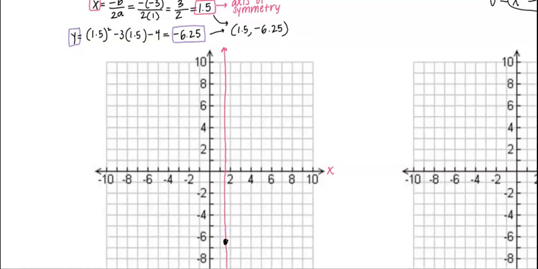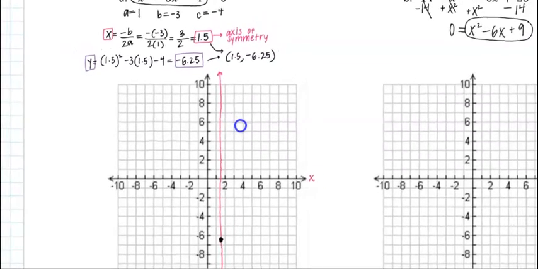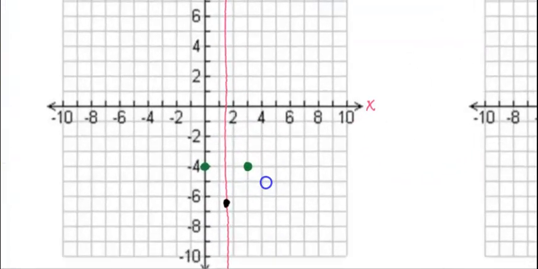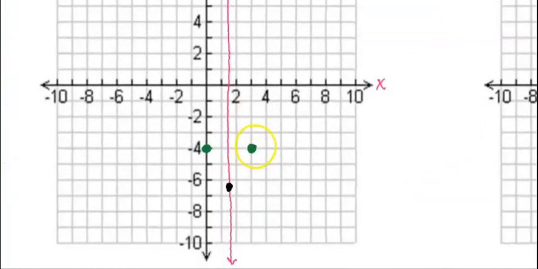After you get the vertex on the graph, the next step is to look at the y-intercept. Remember, the c value tells you the y-intercept. So if the c value is -4, it means the y-intercept is (0, -4). You can take that y-intercept and reflect it over to the other side on the axis of symmetry. So that would be the point (3, -4).